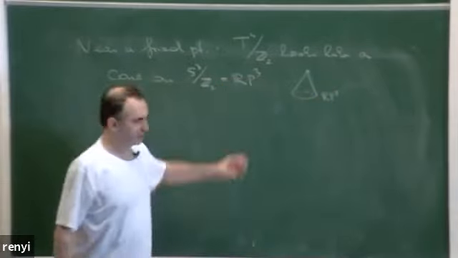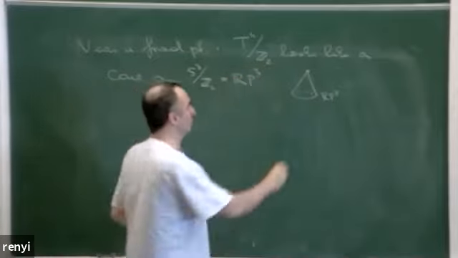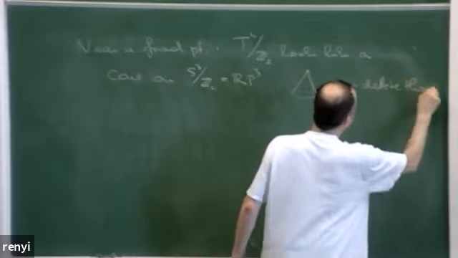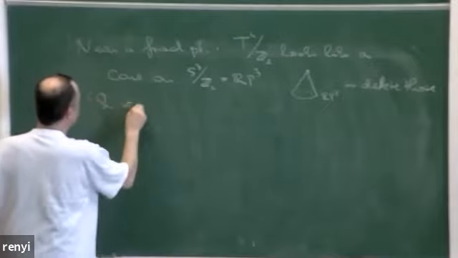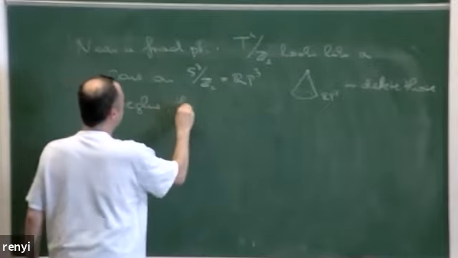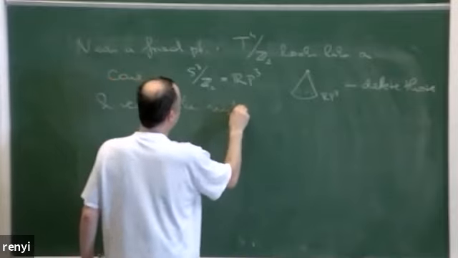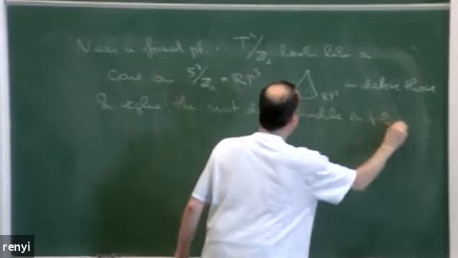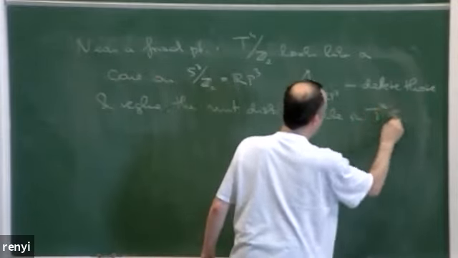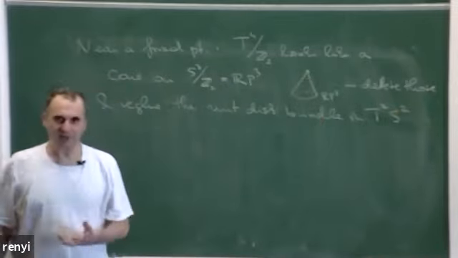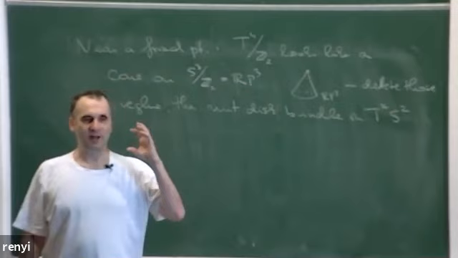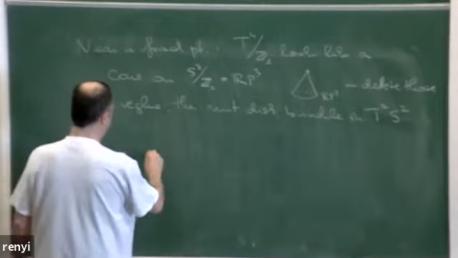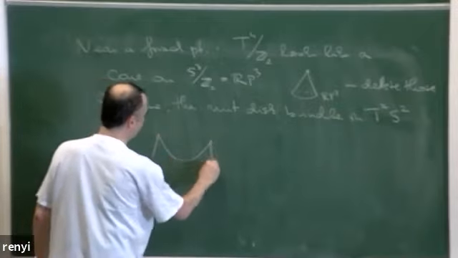So what we can do, we just cut out this cone, delete those, and reglue the unit disk bundle in the cotangent space of S2. It needs a little bit of thinking that this is also now a smooth manifold with RP3 as boundary. And so the pictorial image should be something like this.